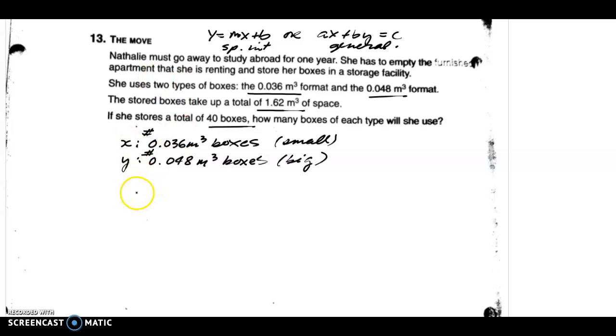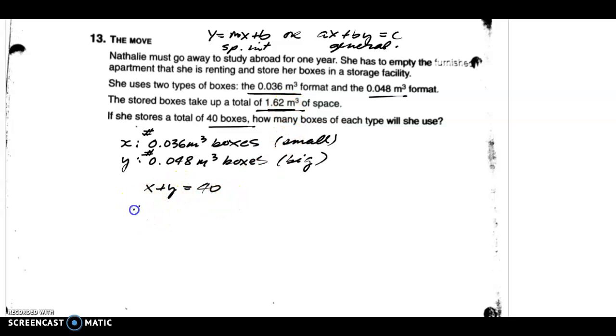So we do know that she has x plus y equals 40 boxes. We just don't know how many of the small and the big she has. The other equation we can say is that we're given a total volume of space. She needs to fit it into this 1.62 meters cubed of space. So how many small and big boxes can fit into that space? That's what we're going to look at.